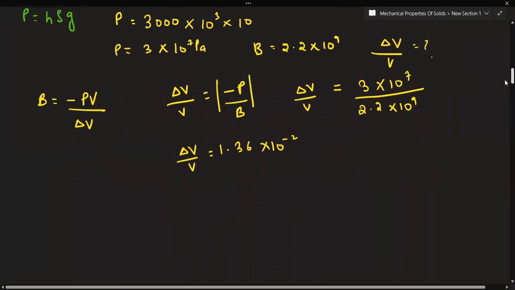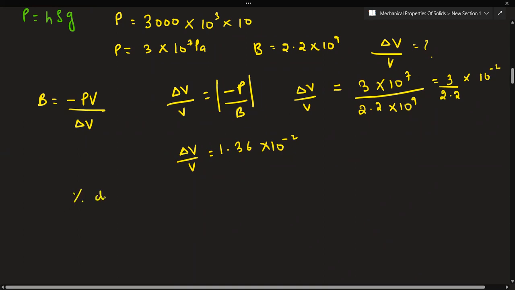In case you have to solve it, by dividing 3 by 2.2, you would be left with 3 divided by 2.2 into 10 to the power 9 going up. That would make it 10 to the power minus 2. And 3 divided by 2.2 is 1.36. Okay.